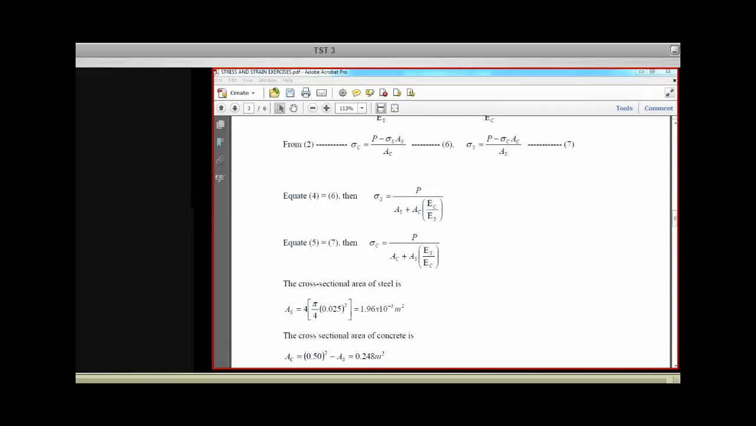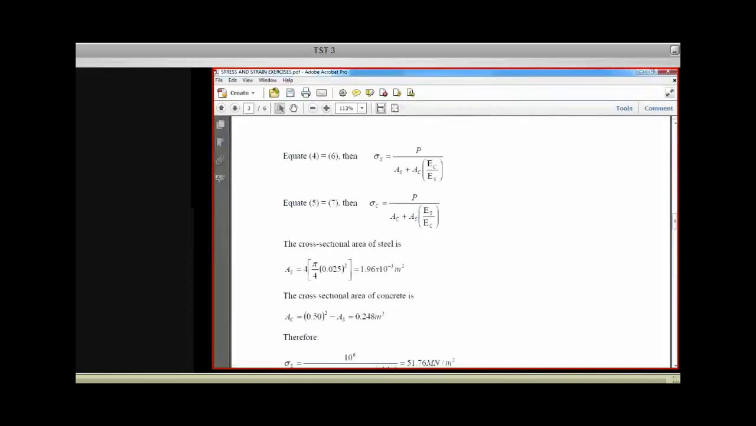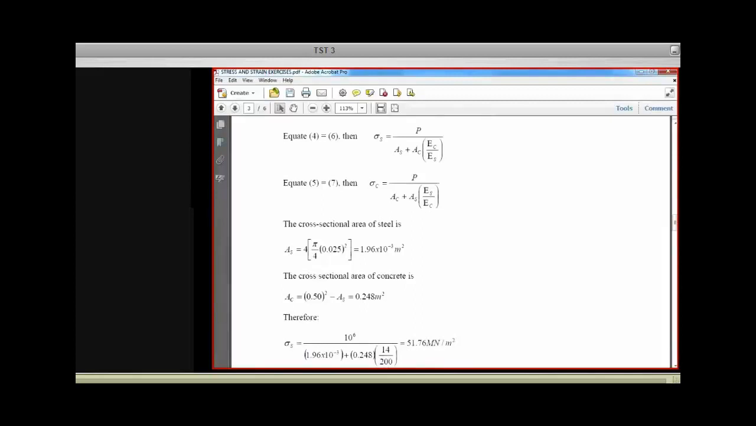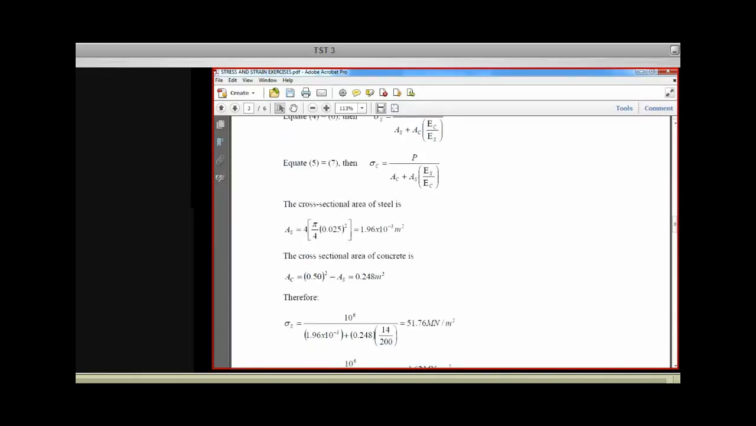Remember, we have 4 of these steel bars embedded in the concrete. Because they are 4, we also get the area of those 4. So the area of 1 is pi d squared over 4, putting in the diameter, multiplied by the number of steel bars embedded. To calculate the area of the concrete, remember these steel bars are embedded inside the concrete, so we calculate the total area, then we subtract the area of the steel that is embedded in the concrete, and that is what is being done here. It's a square concrete column, so the area will be length times breadth, which is 0.5 all squared, minus the area of the steel, and that gives us the total area of the concrete.